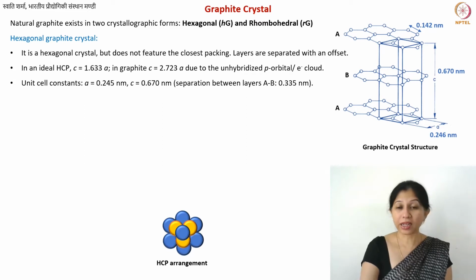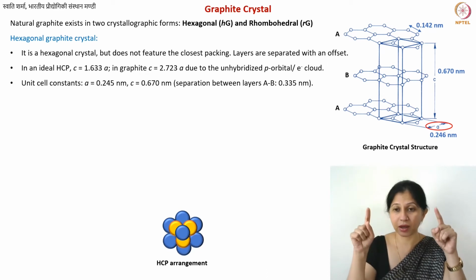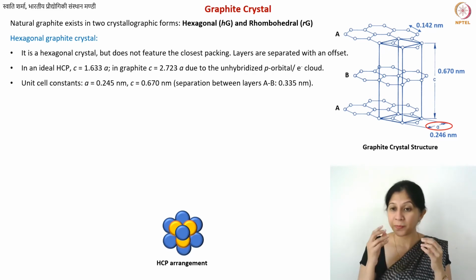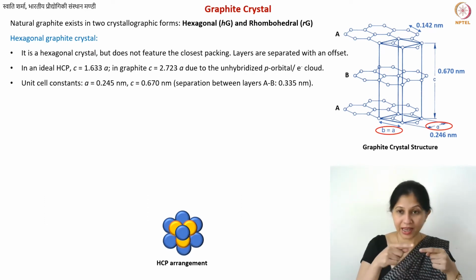Okay. Now other lattice constants. A equals 0.245 nanometer. Now in this image, where do you see A? Here it is. As I said, between atom number 1 and 3 of any hexagon, that is 0.246 nanometer. You see A, you see C. Where is B? B is actually here.